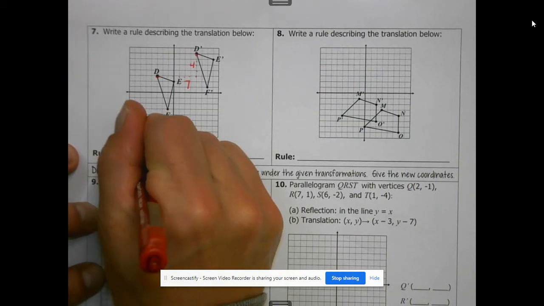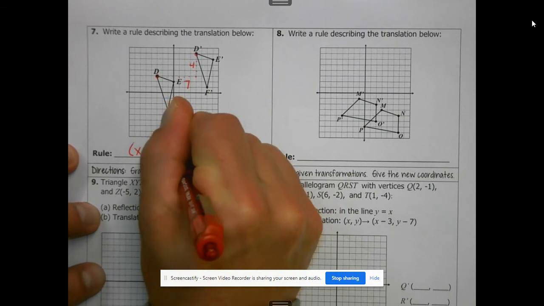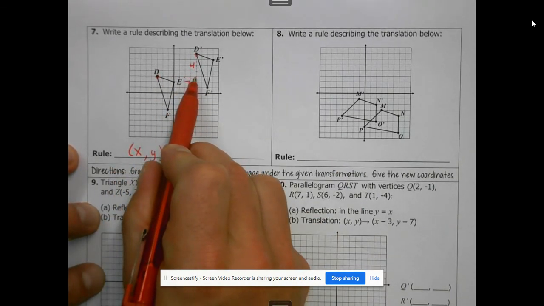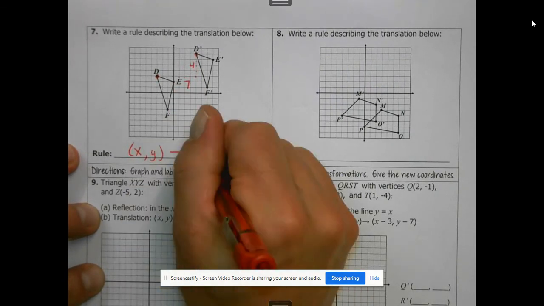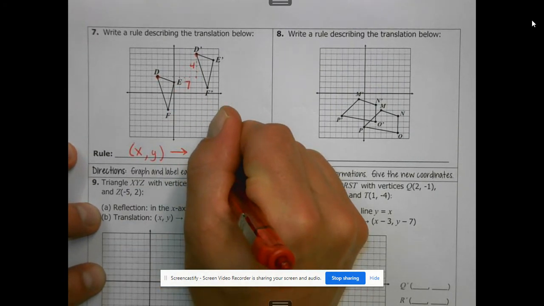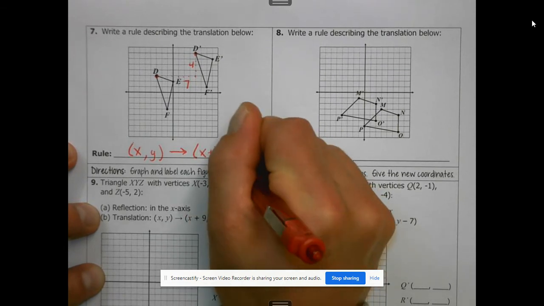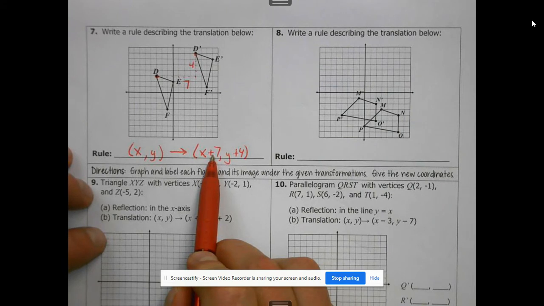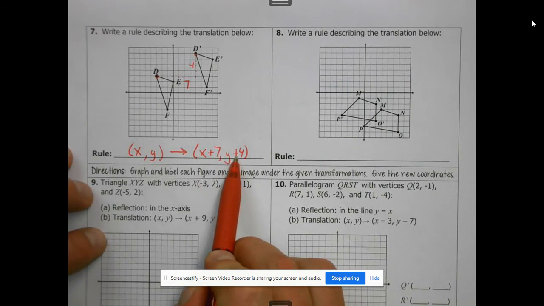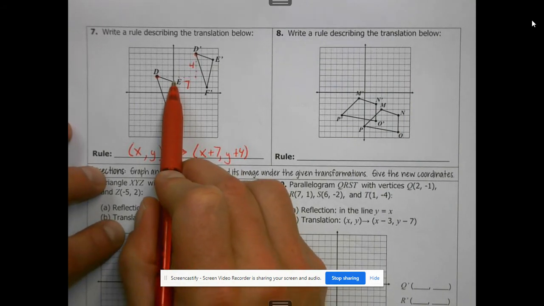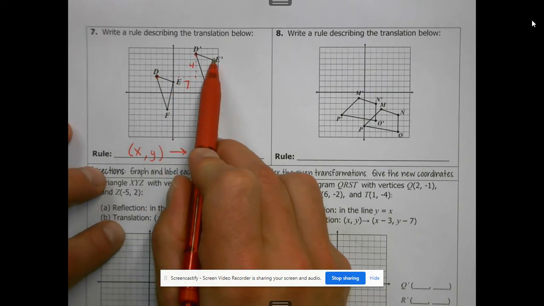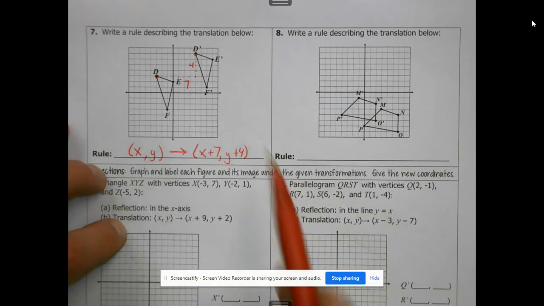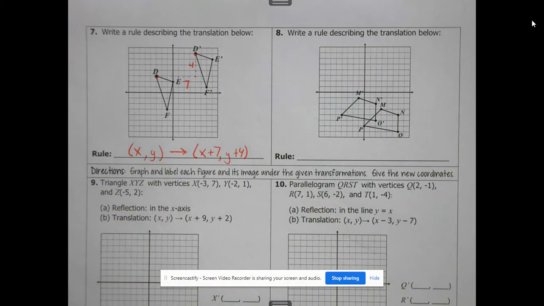So I went to the right 7, and I went up 4. The original point, let's call it (x, y). Remember, I had to add 7 to the x's, and then add 4 to the y's. So it looked like this: (x plus 7, y plus 4). And it works for each of the points. Even if I took the point E, right 7 and up 4, same thing. F to F prime, right 7, up 4. So it works for any of the points. Just pick one to work with, and you'll get the same answer.